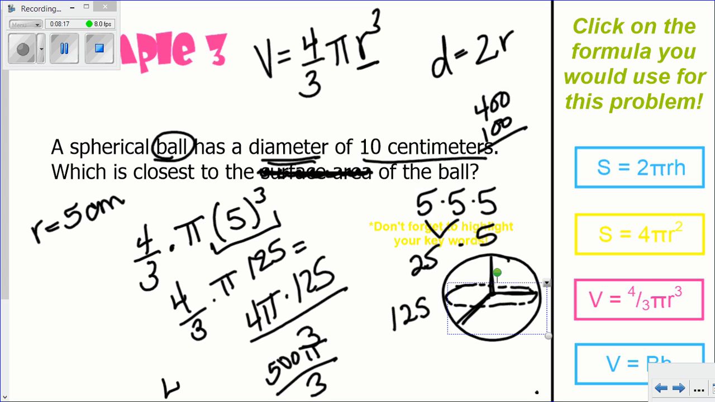Now, if you know your divisibility rules, you know that 500 is not evenly divisible by 3, so we would end up with a decimal. So we can actually leave our answer just like this, or we can continue to simplify it out. Okay? I hope that this has been helpful.